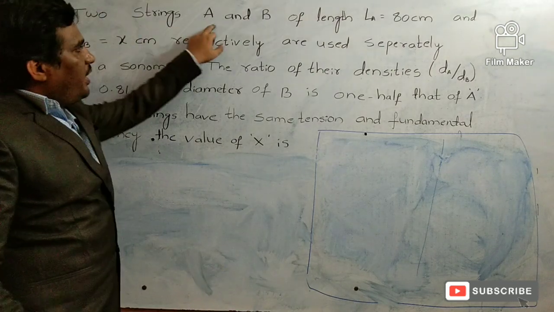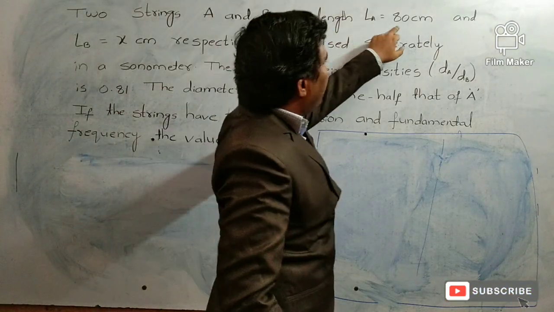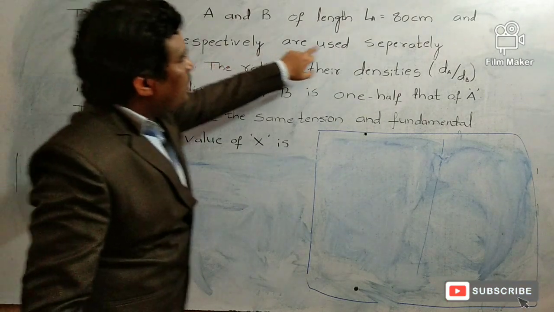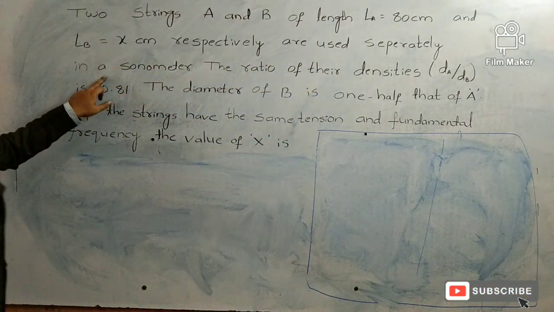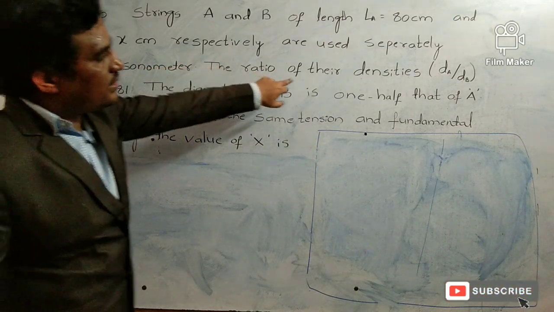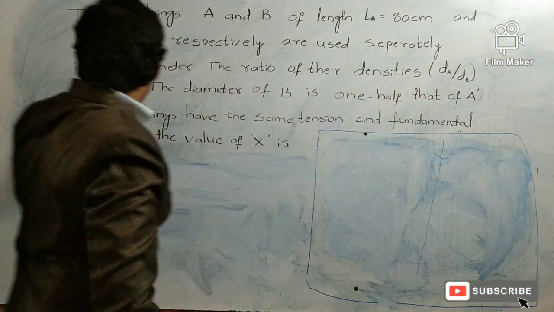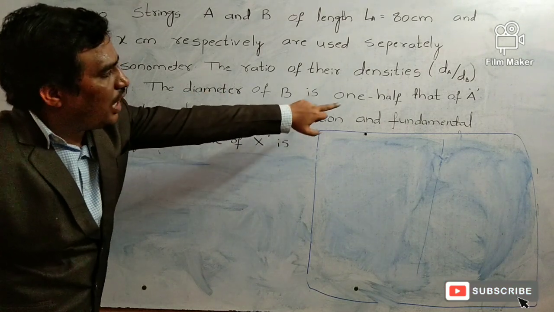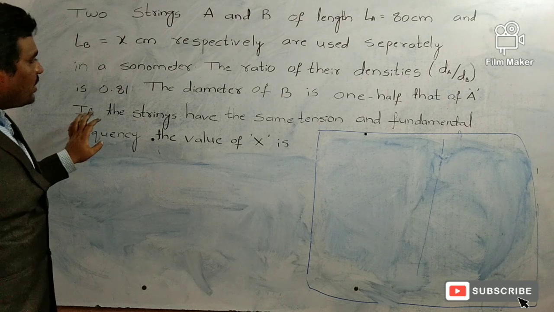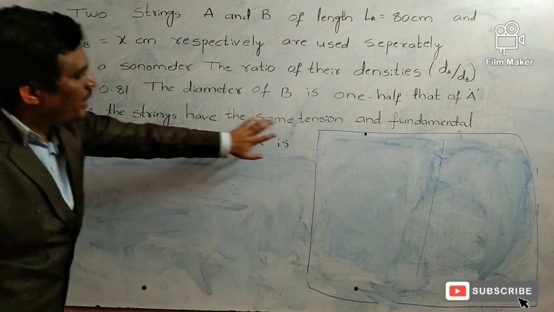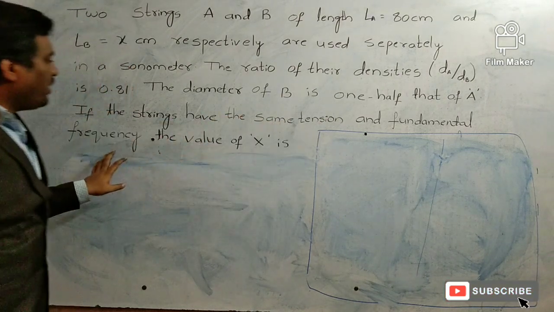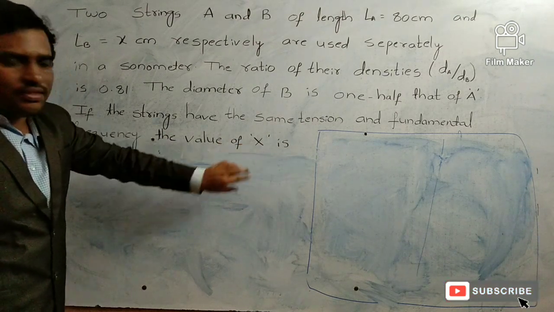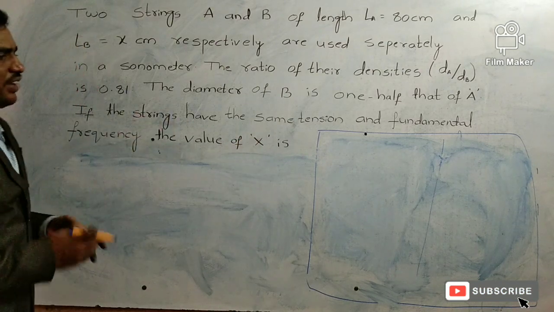Two strings A and B of length 80 centimeters and x centimeters respectively are used separately in a sonometer. The ratio of their densities dA by dB is 0.81. The diameter of B is 1/2 of A. If the strings have the same tension and fundamental frequency, find the value of x. X is the length of the second wire. We need to find the length of the second wire.